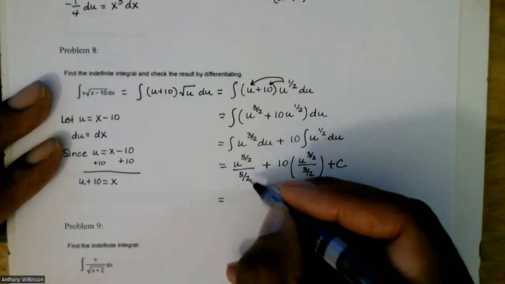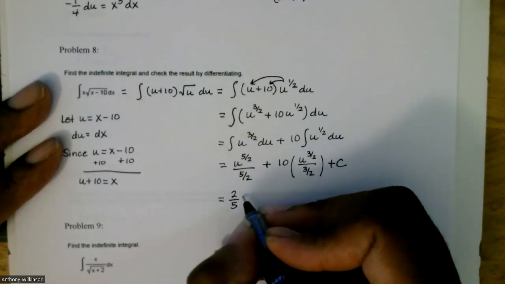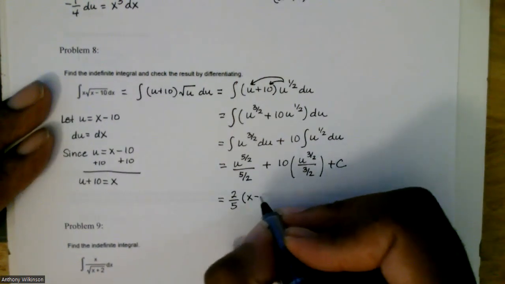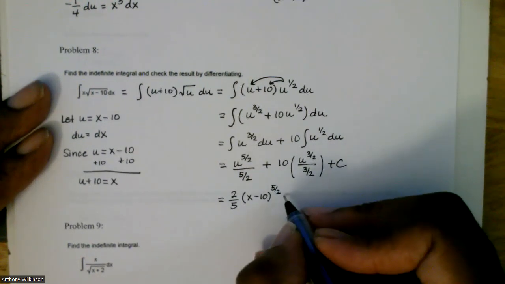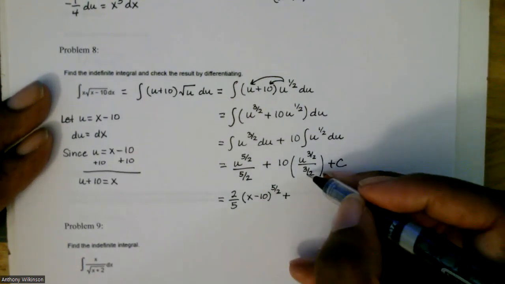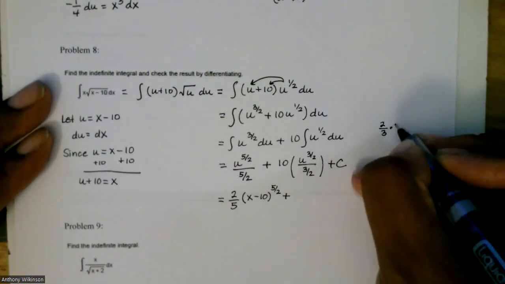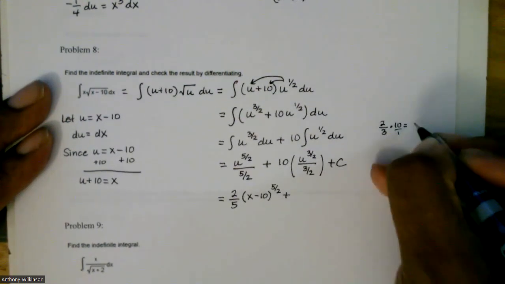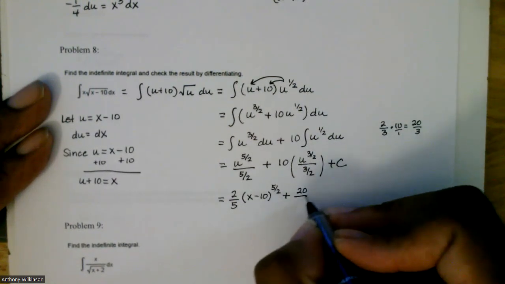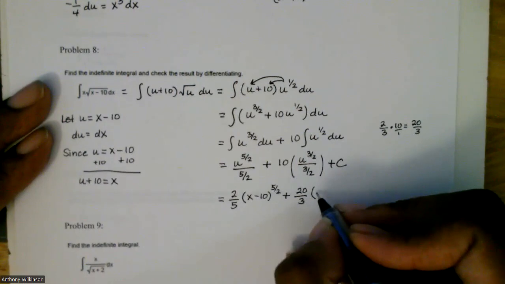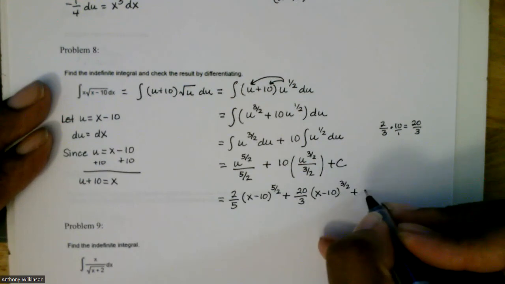Now, let's look at this. The reciprocal of 5/2 will be 2/5 times the u, which is that x minus 10, and that's going to be raised to the 5/2 power, plus the reciprocal of 3/2, which is 2/3. So if you take 2/3, multiply it by 10, which is 10 over 1, you'll get 20 over 3. So it'll be 20 over 3 times the u, which is, of course, x minus 10. That's going to be raised to the 3/2 power, plus c.